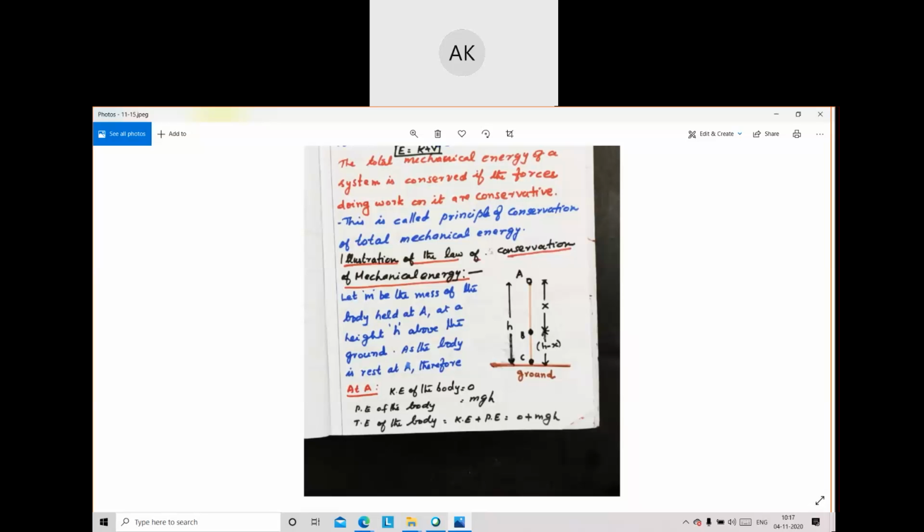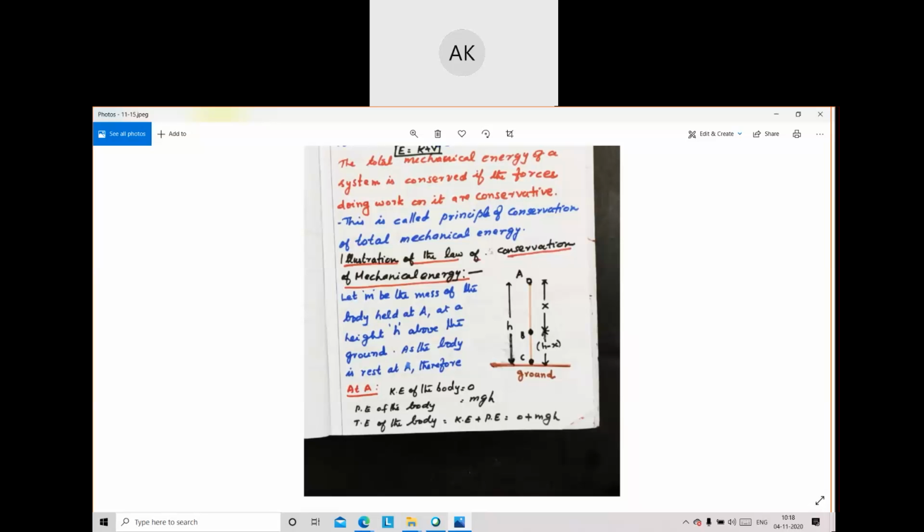Now when the body is at B, it is at a height h minus x from the ground level. What is the potential energy? Formula? mg into bracket h minus x. Correct. So mg(h minus x). Correct answer. Very good. Then next, how will you calculate the kinetic energy of the body at B?